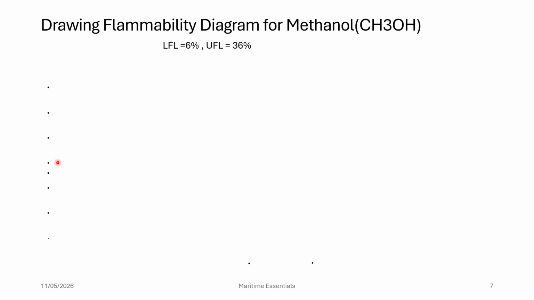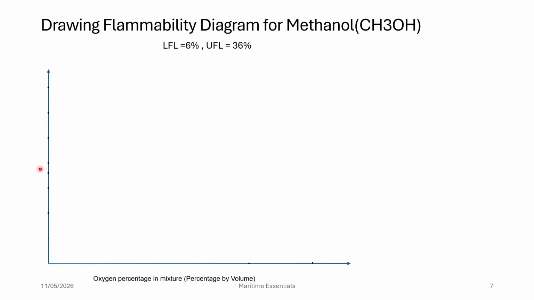So for that, you need to take a graph paper. On the x-axis you'll have the oxygen percentage in mixture, percentage by volume. And on the y-axis you will have the hydrocarbon vapor percentage in mixture, percentage by volume. We already know that for methanol the lower flammable limit is 6% and the upper flammable limit is 36%. I want you to draw this flammability diagram with me.